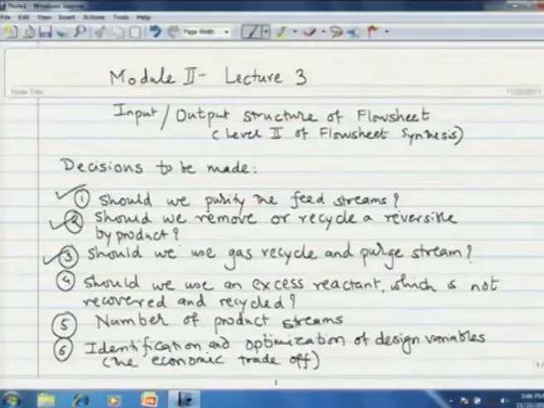However, gas recycle is associated with higher cost because of the gas compression. And therefore, gas recycle streams form a significant cost component of the process. Then the next decision is whether we should use an excess reactant and whether we are to recover these unreacted excess reactant at the end of the process.